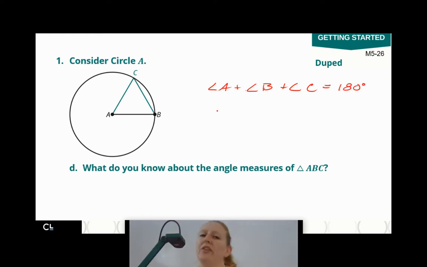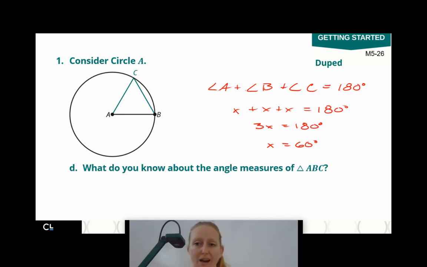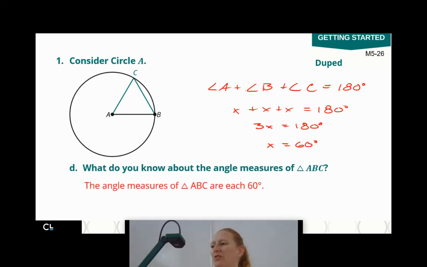But I also know that they're all the exact same, right? Three congruent sides means I have three congruent angles. So x plus x plus x should equal 180 degrees. So that's 3x equals 180. And of course, if you use a calculator, 180 divided by 3, that's 60 degrees. Oh! So the angle measures of triangle ABC are each 60 degrees. 60, 60, 60. Yay!